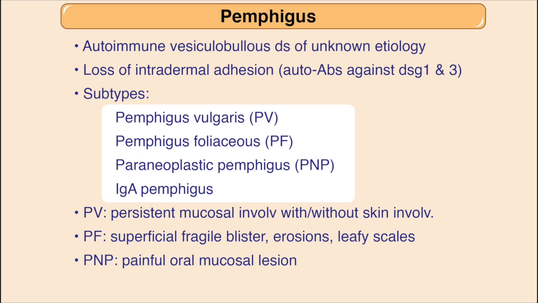Pemphigus has several distinct forms such as Pemphigus vulgaris, Pemphigus foliaceus, paraneoplastic pemphigus, and IgA pemphigus. Pemphigus vulgaris presents with persistent mucosal erosions with or without skin involvement. Pemphigus foliaceus is characterized by superficial fragile blisters along with subsequent erosions and leafy scales that primarily affect keratinizing skin. Paraneoplastic pemphigus is clinically associated with painful oral mucosal lesions.